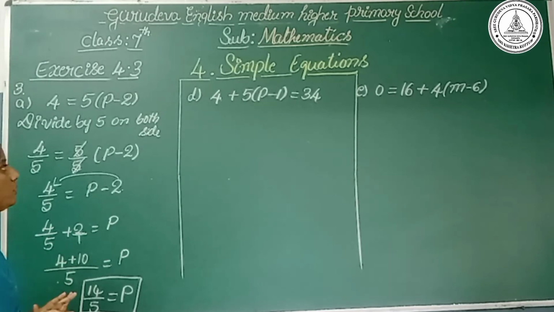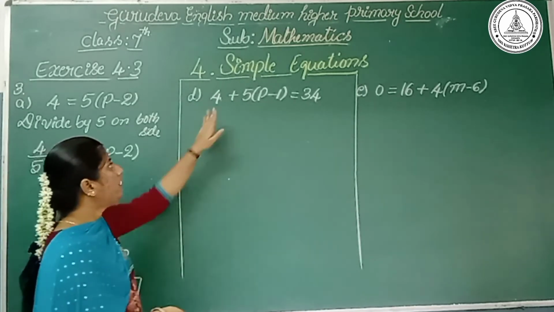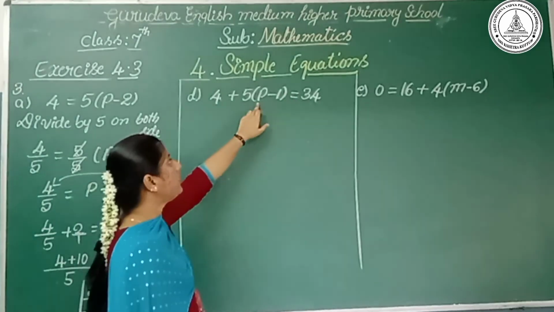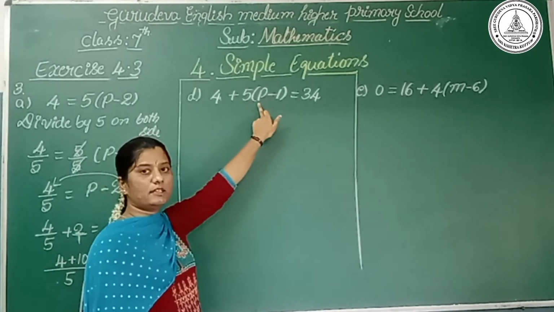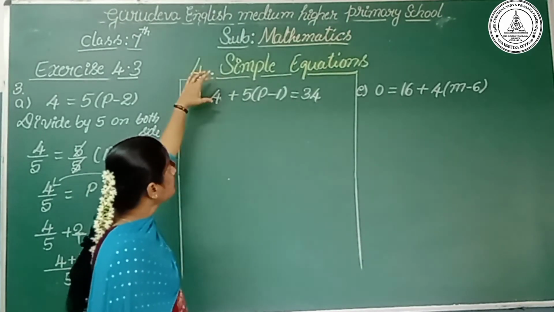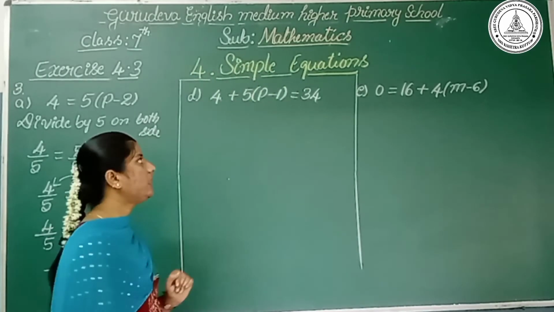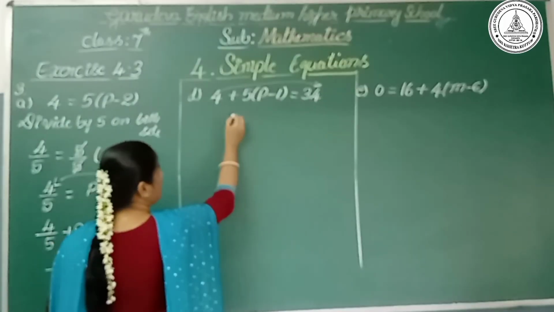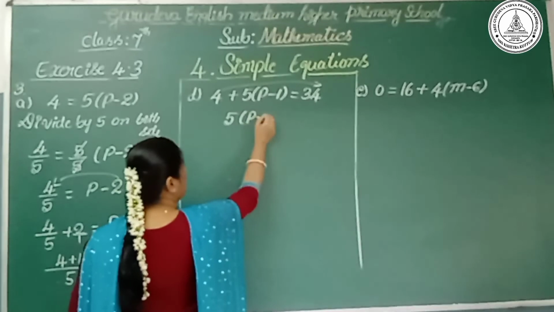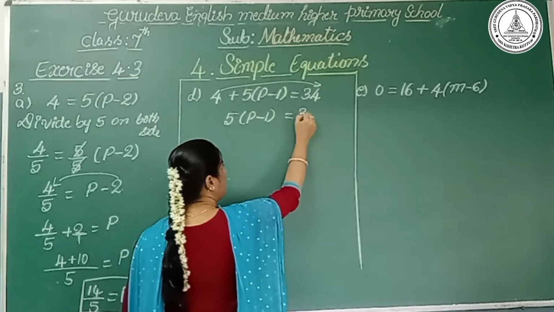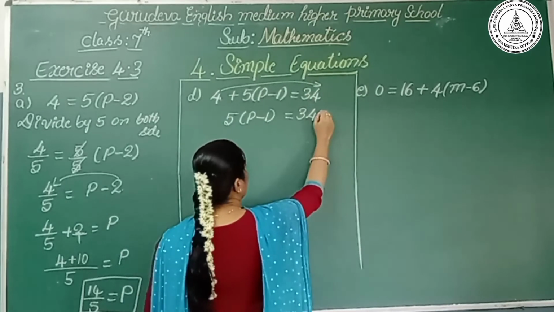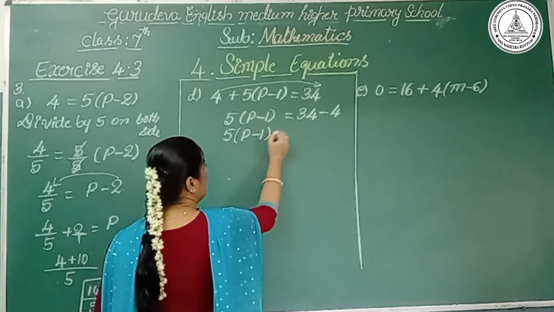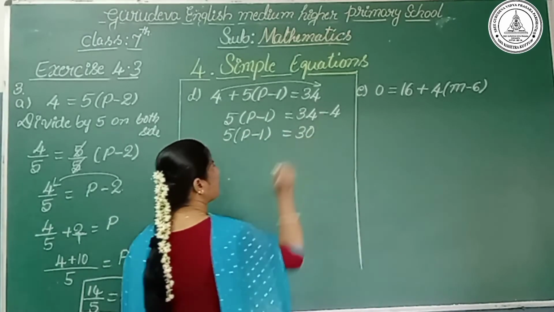Okay. Then let's move on to the question number D. So 4 plus 5 into p minus 1, which is equal to 34. We want to find the value of p. So before going to separate the variable p, first transpose 4 to the right hand side. Okay. Yes. Transpose here. Give the arrow mark using the pencil. So in the LHS we will get 5 into p minus 1, which is equal to 34. After transposing 4, plus 4 becomes minus 4. Then we will get 5 into p minus 1, which is equal to 34 minus 4, which is 30.